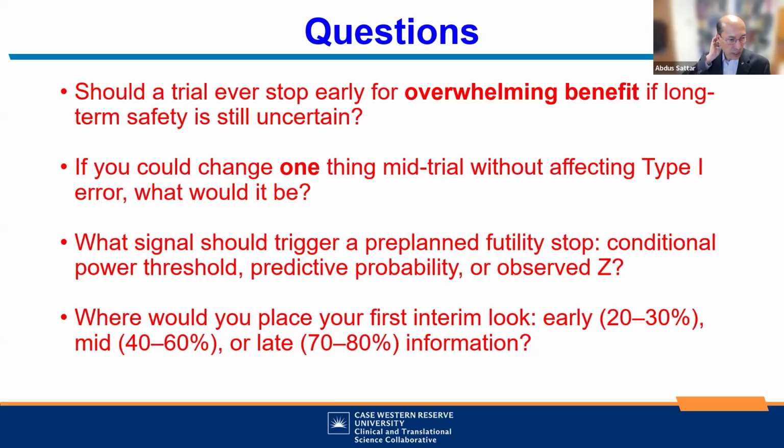For the fourth question, where would you place your first interim look: early, 20 to 30%, 40 to 60%, or late? It depends. Early for safety or futility, mid for sample size re-estimation, and late for efficacy boundaries.